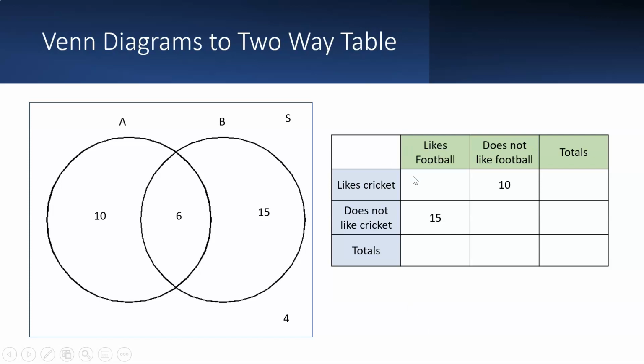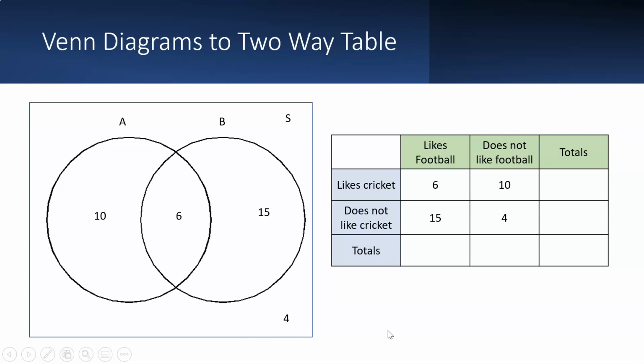Okay, who likes cricket and likes football? We've got 6 of them, and then we've got do not like cricket and do not like football. There we go, like cricket, like football, 6. And then does not like cricket, does not like football, that's our 4.